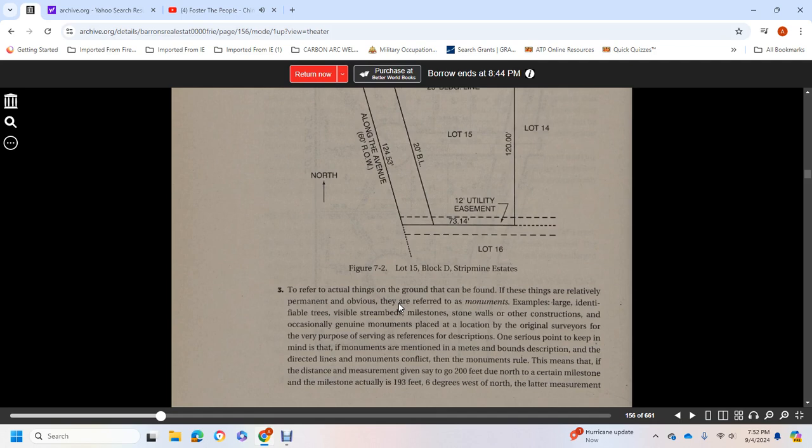For example, large identified trees, visible stream beds, milestones, stone walls, other construction, and occasionally general monuments placed in a location originally, or purpose-built as a reference for description. A serious point to keep in mind is that if monuments are mentioned in a metes and bounds description, and the directed lines conflict with the monuments, the monuments rule. This means if the distance and measurement given go 200 feet due north to a certain milestone and the milestone is actually at 193 feet at 6 degrees west of north, the later measurement will rule the description. For this reason, inclusion of too many monuments in a description can sometimes confuse or cause an error.